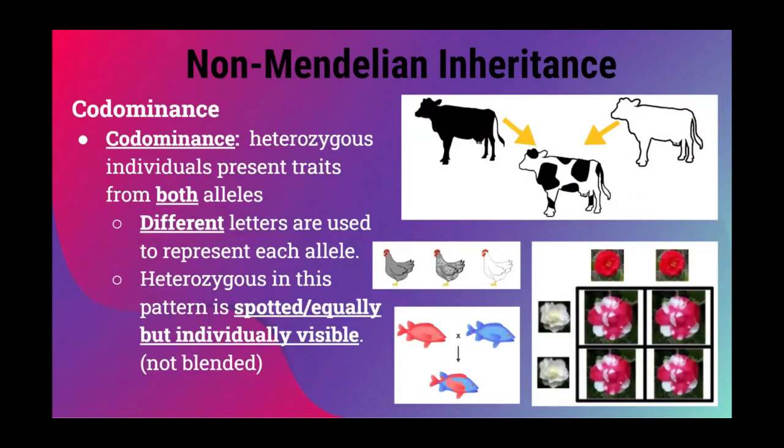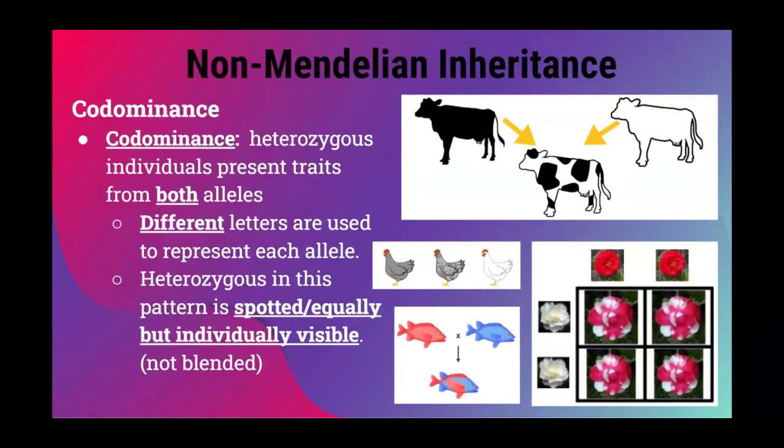I'd like to say that this is the only one we have, but we have this other one. We have something called codominance. Now, co means with. That means that it's dominant together. Like co-worker, you work together. So codominance is the heterozygous individuals that present traits from both alleles. You see them both. Now, again, we're using different letters. So different letters are used to represent each allele. And heterozygous in this pattern is going to be spotted or equally but individually visible.